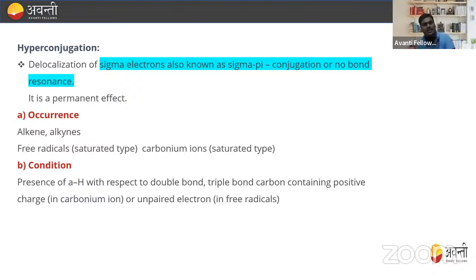What is the condition for hyperconjugation? The presence of alpha hydrogen with respect to a double bond or triple bond, a carbon containing a positive charge in a carbonium ion, or an unpaired electron in a free radical. So these are the conditions.